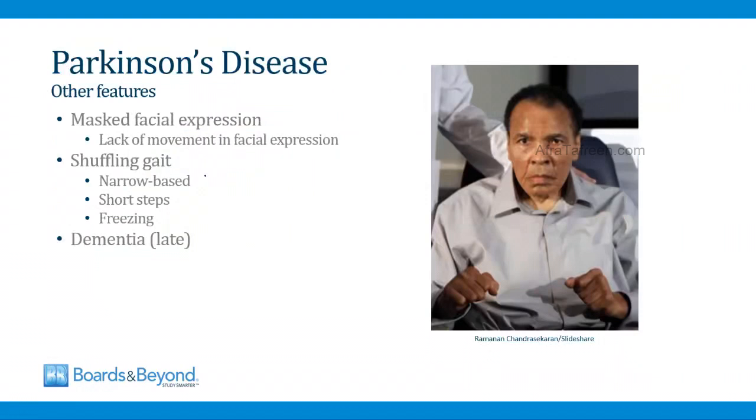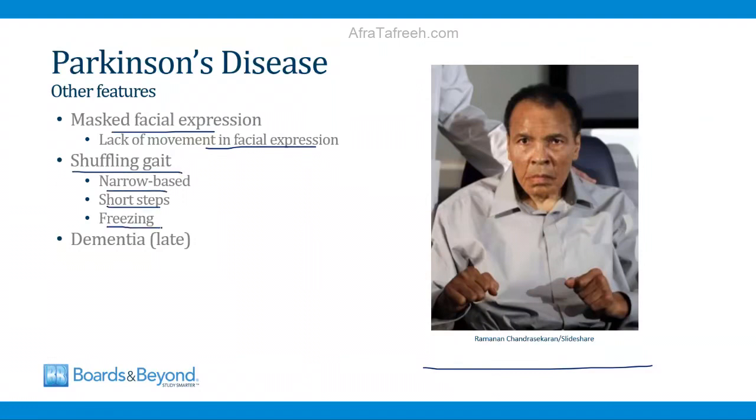Some other features of Parkinson's are shown in this slide. A masked facial expression is a classic finding. This refers to a lack of movement in facial expression. This man on the screen has the masked facial expression, and once you've seen this a few times, it's very easy to recognize in patients with Parkinson's disease. I mentioned that patients with Parkinson's take short shuffling steps, and so their gait is classically described as a shuffling gait. It's narrow-based with short steps, and they often freeze when they are trying to move. And then finally, late in the course of Parkinson's disease, after patients have had movement problems and tremor for a long time, they can develop dementia from Parkinson's.